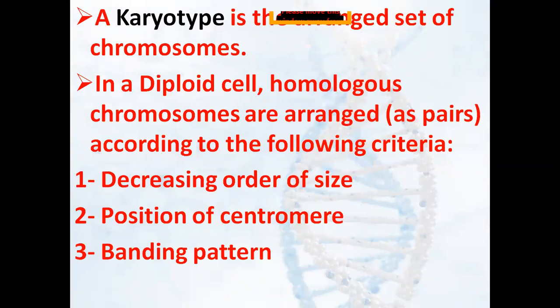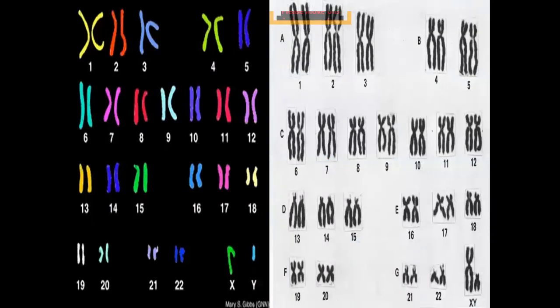So let's now talk about a karyotype. What is a karyotype? A karyotype is the arranged set of the chromosomes. They get the chromosomes from a cell, and they arrange them in a figure or in an image. This image is called a karyotype. It represents the arrangement of the chromosomes. So chromosomes are found and arranged in such a figure. This is called a karyotype.